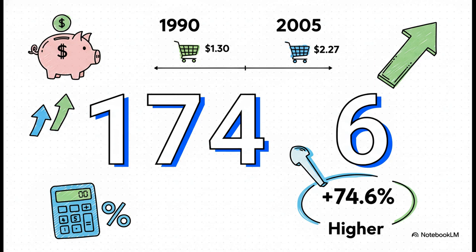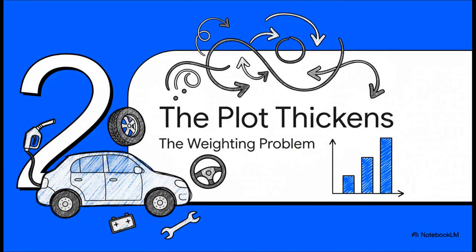So for 2005, we'd take that price of $2.27, divide it by our 1990 price of $1.30, and multiply by 100. And we get 174.6. All this means is the price in 2005 was 74.6% higher than it was back in 1990. Pretty easy, right? But this is where things get a lot more interesting.